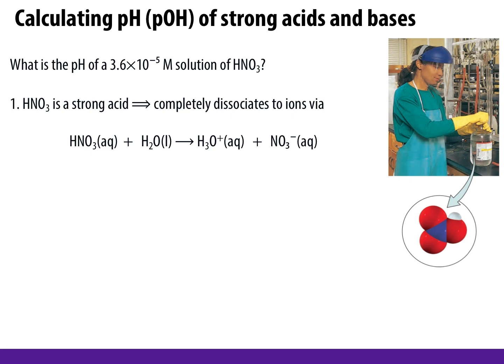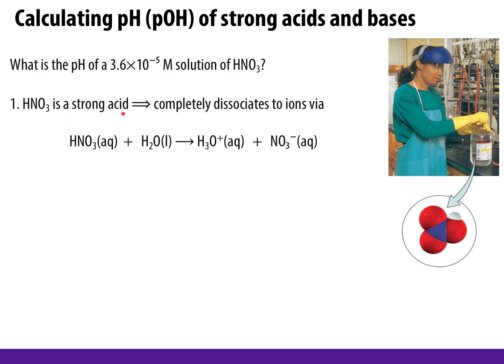Now that we've spent a lot of time thinking about strong and weak acids and bases, their properties, and how we can identify them, let's go into actually calculating the pH. That's generally a little bit of the easier part. So let's think about the pH of 3.6 times 10 to the minus 5 molar HNO3.